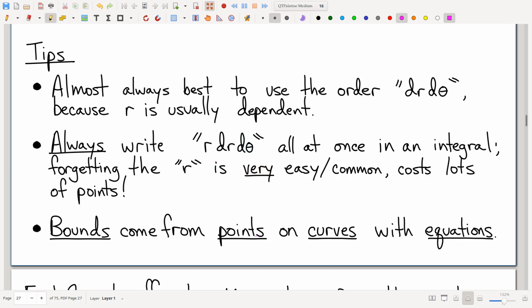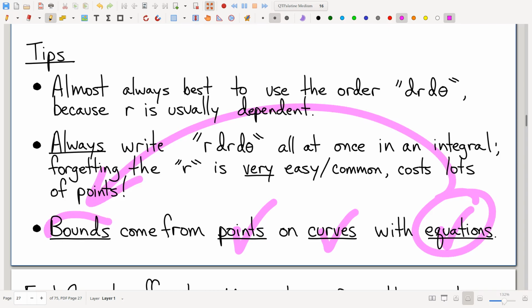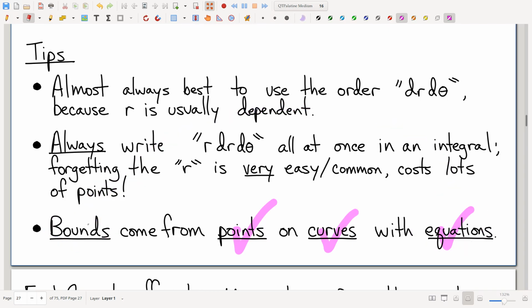And then again, as usual, we find bounds by looking at the relevant key points, identifying what curves they're on, writing down their equations, and then solving to get the bounds you're looking for. So let's see more examples.